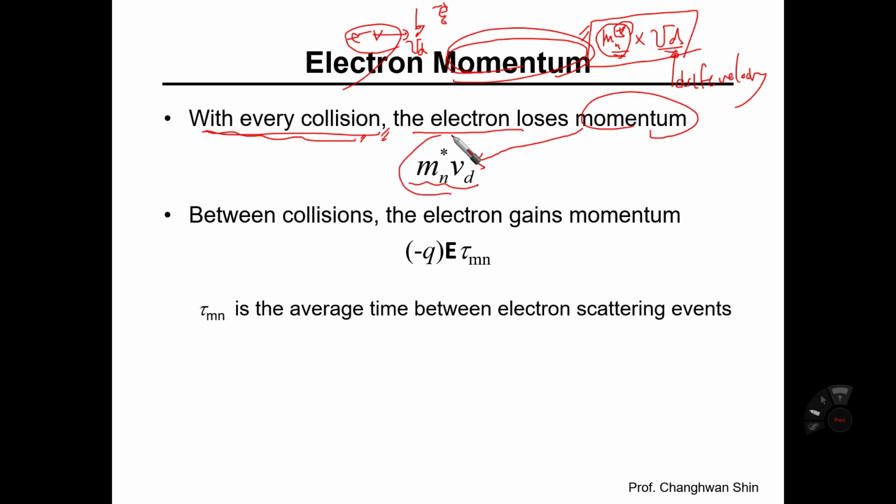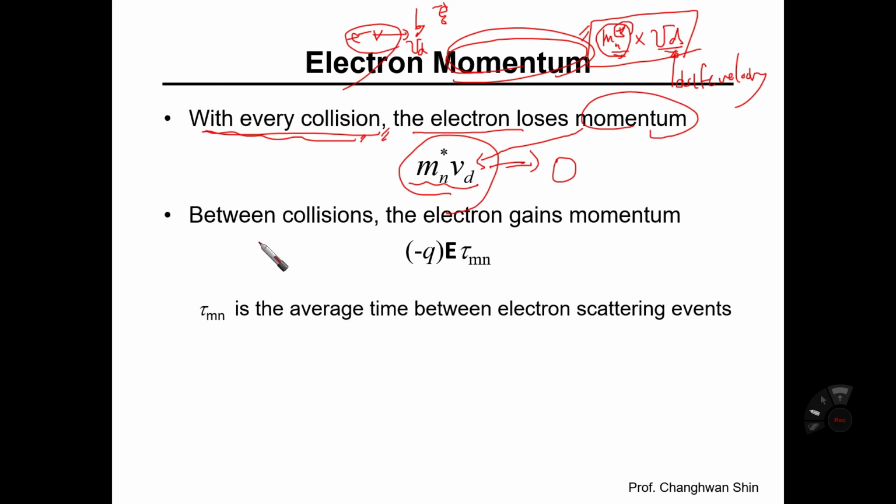Okay, so this amount of electron momentum is going to be lost when it is colliding with silicon atoms or phonons, or what else? Ionized impurity atoms, or what else? Electrons. Okay, so with every collision by any type of scattering mechanism, the electron is going to lose its momentum, described as the physical quantity mn asterisk times v sub d. I mean that this amount of momentum is going to be zero right at the moment the collision happens.